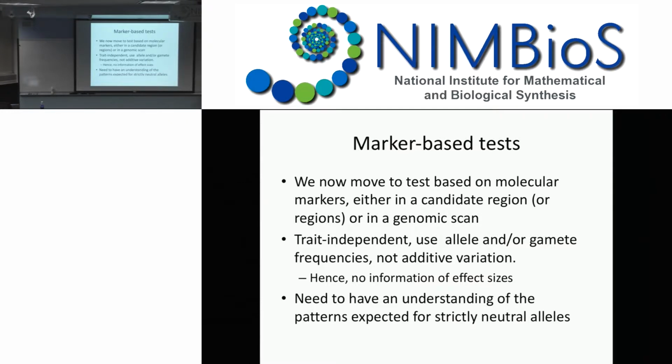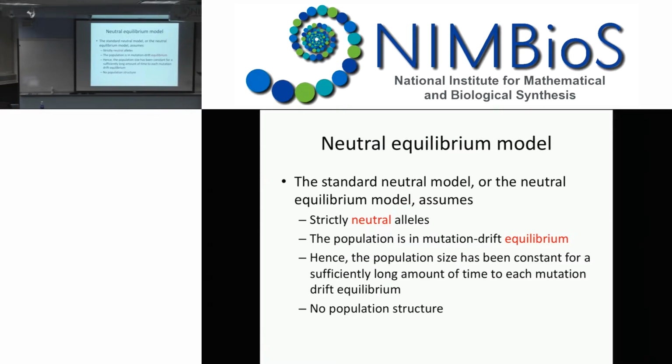To do these tests, we need an understanding of the pattern expected for strictly neutral alleles. The neutral equilibrium model, also called the standard equilibrium model, is like a swimming pool. You've got a drain in a swimming pool, and you've got water coming in. That drain is drift. If that drain's open really big, the population size is small, and drift is very good at removing variation. Water coming in is new mutation. Eventually you'll get to some equilibrium level where the water coming in and the water going out balance, and the pool's at a certain height. That's your level of variation.